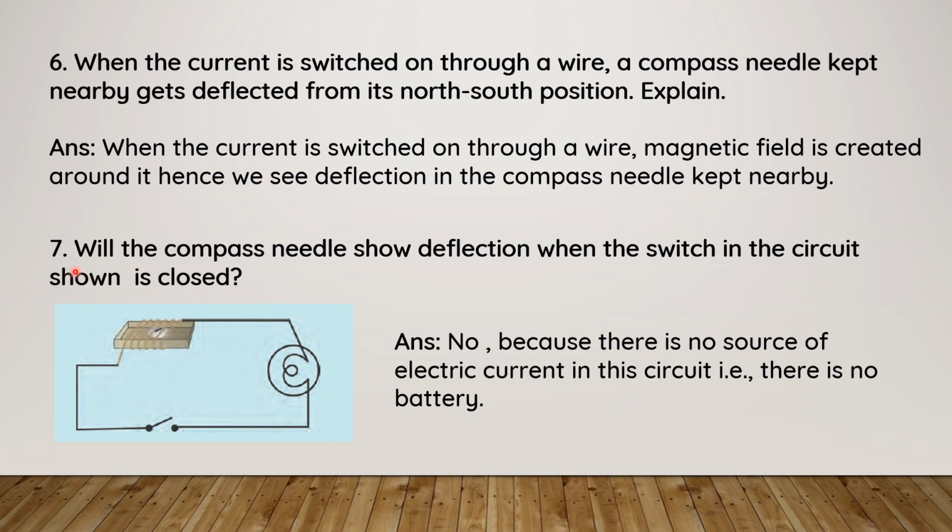And seventh one: will the compass needle show deflection when the switch in the circuit shown is closed? See this circuit. In this circuit, a battery or the electric source is not connected. So the answer is no, because there is no source of electric current in this circuit. That is, there is no battery. So if there is no battery or any other electric source, a magnetic field cannot form.